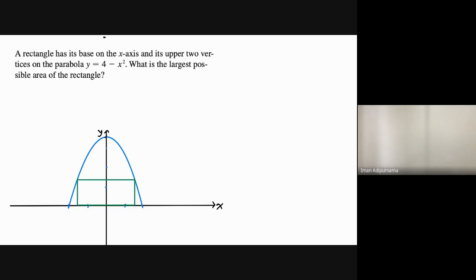Let me give you some time to see whether you understand the question or not. This is still a continuation of the last Friday example. So you need to find the optimization.